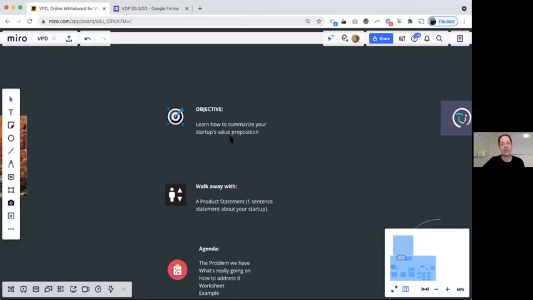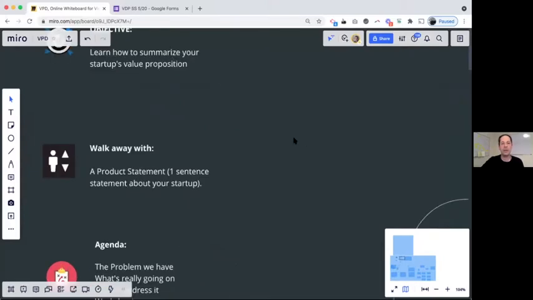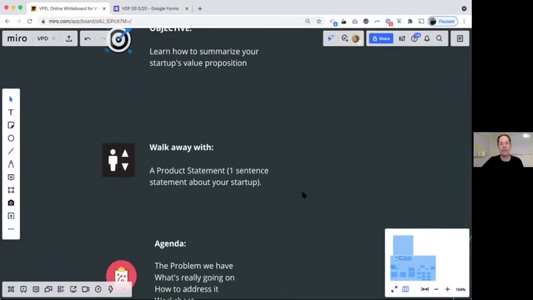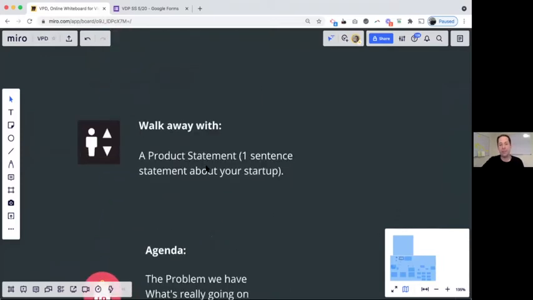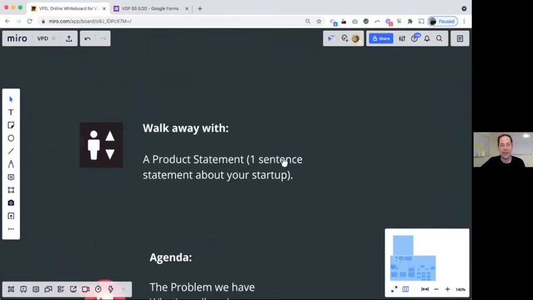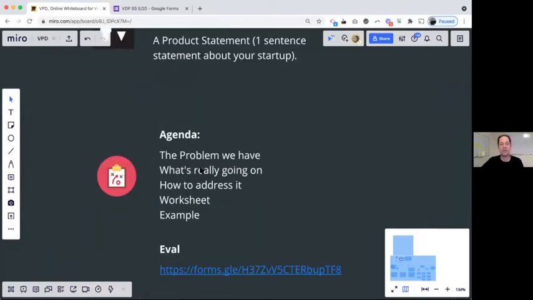Okay, so let me show you what we're actually going to talk about today. Really what I want to do is show you guys how to summarize your startup's value proposition. I want you to walk away with a product statement that you can put together, and I have a worksheet for that. It ends up with you being able to articulate your startup in one sentence in a holistic, cogent manner.